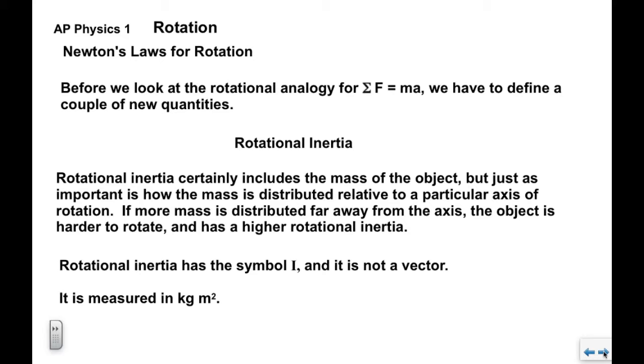Rotational inertia has a symbol capital I. It's not a vector, and it is measured in kilograms times meters squared. The meters squared, of course, is going to be associated with how that mass is distributed. So we'll see that as more or less distance from the rotational axis.